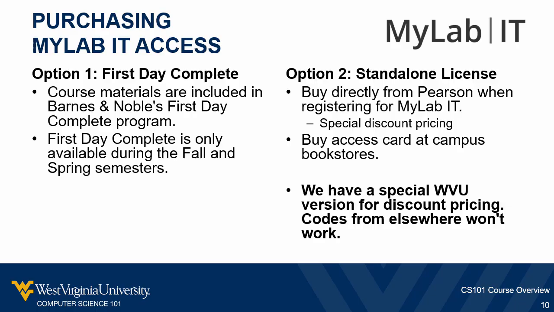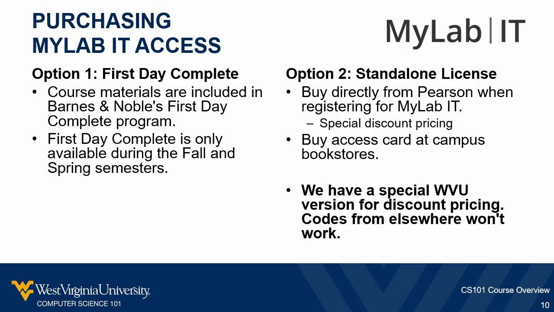There are a couple different ways that you can purchase access to MyLab IT. One way is by being enrolled in Barnes & Noble's First Day Complete program, which includes the required materials for all the courses that you're taking. The MyLab IT license, which includes the eText option, is one of those required materials that you would get through First Day Complete. One thing to be aware of with First Day Complete is that it's only available during the fall and spring semesters. So if you're taking CS101 during the summer, this isn't going to work for you. But if you're doing First Day Complete and it's the fall or spring, you'll receive an access code that you can use when you go to register for MyLab IT.